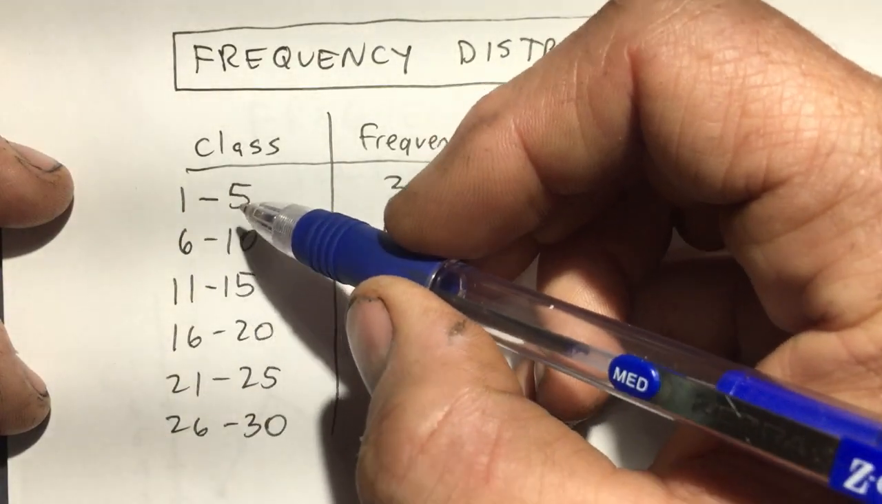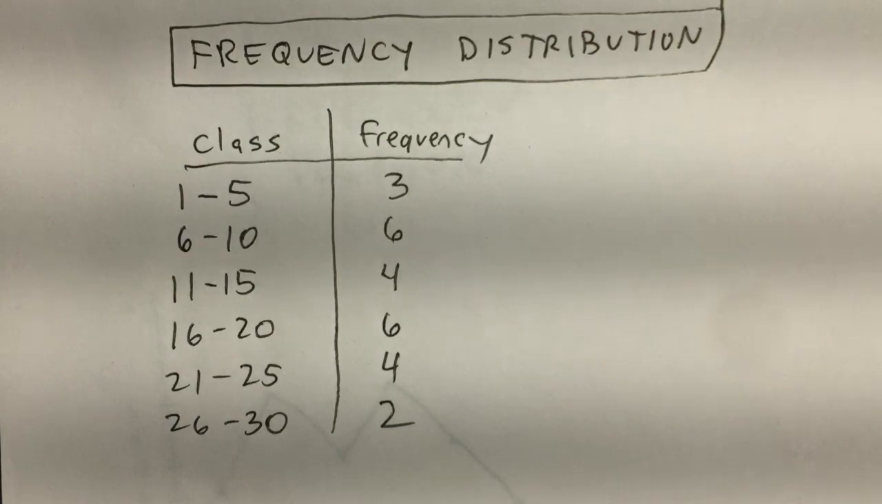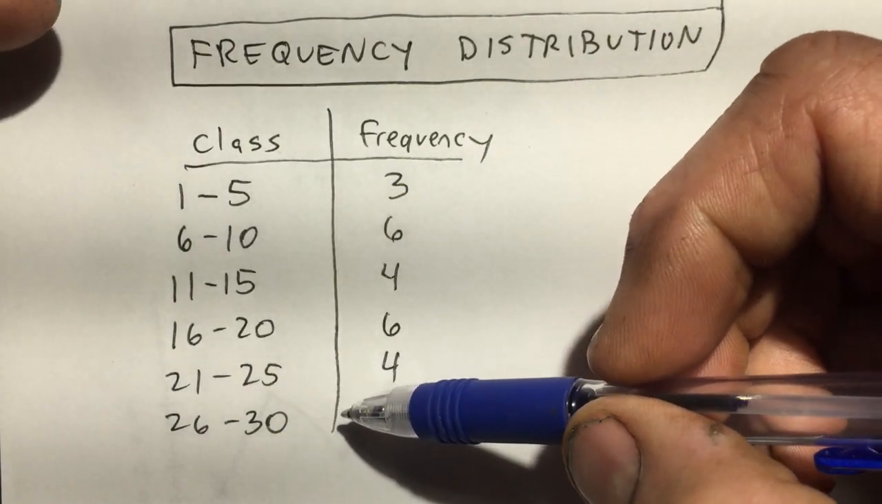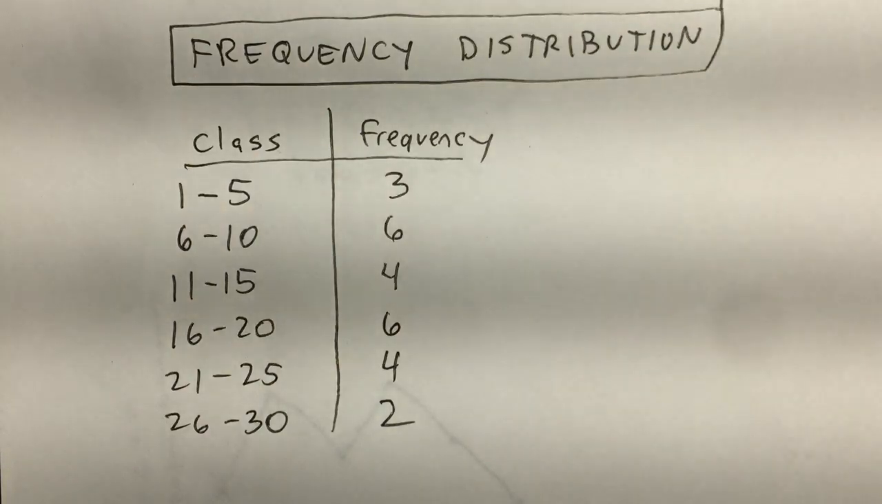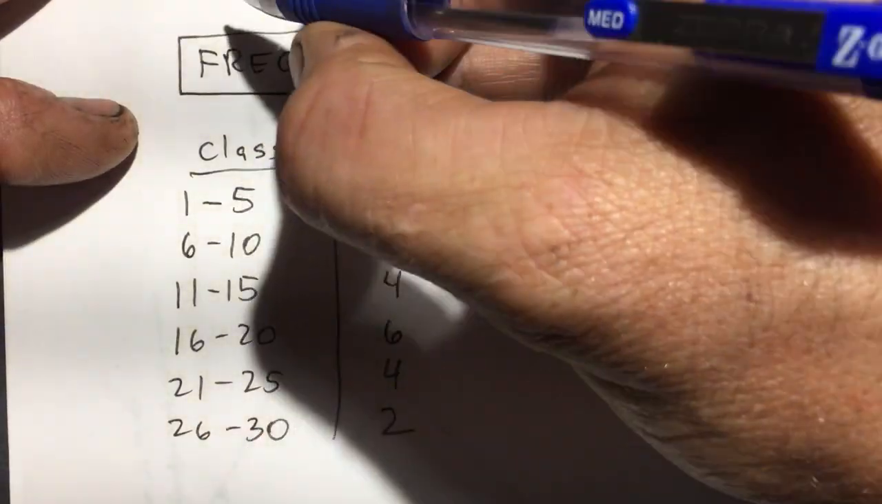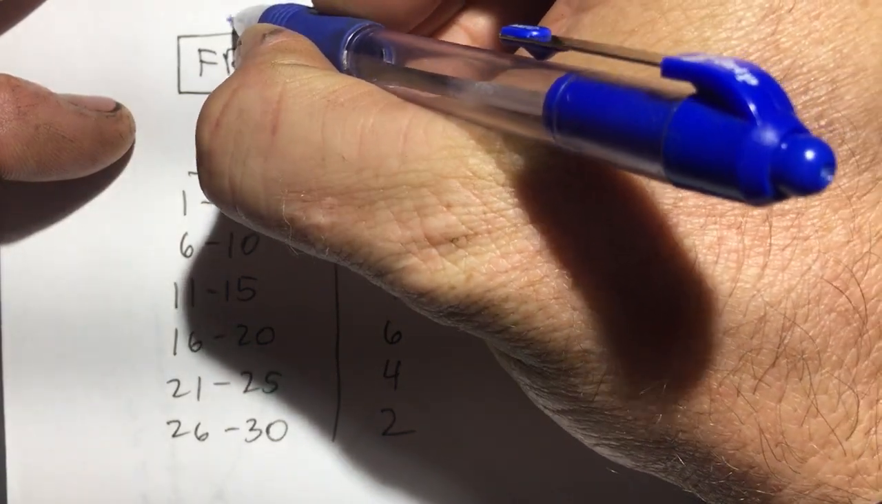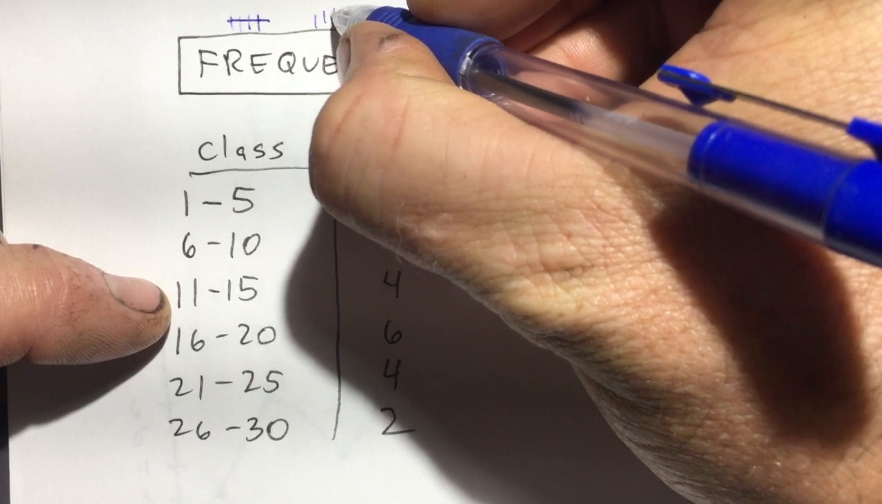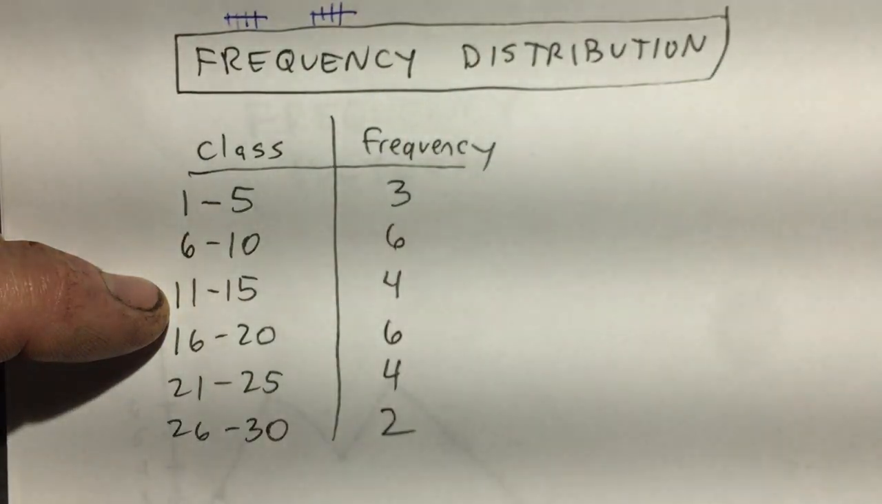All right, now in your class, we have what's called class size. All our classes have to be the same size. We don't want some classes bigger than others. So if you notice, this goes from 1 to 5, which means 1, 2, 3, 4, 5. There's 5 of those. From 6 to 10, 6, 7, 8, 9, 10. There's 5 of those.